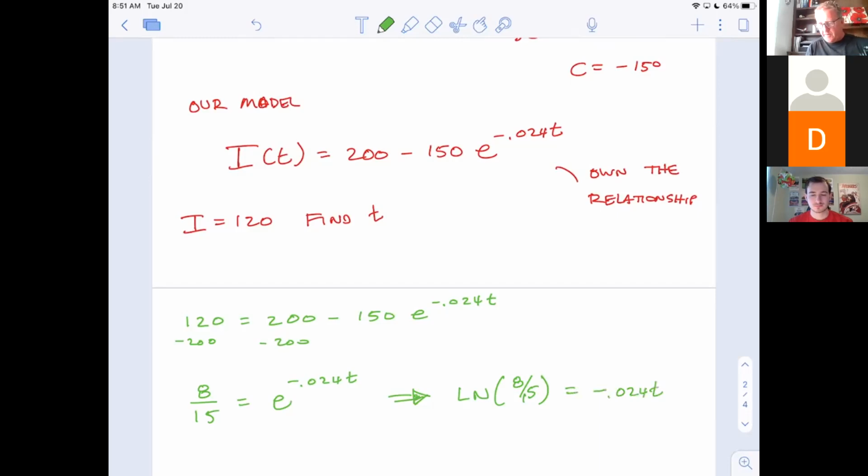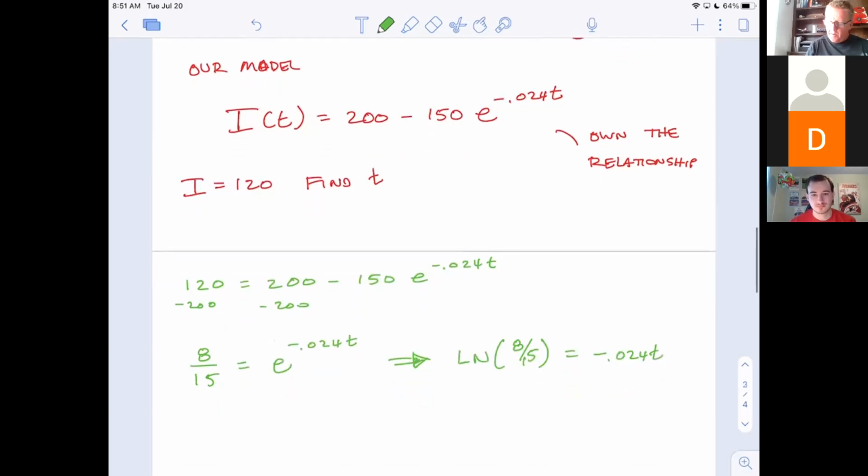Whatever the natural log of 8/15 is, if I divide by negative 0.024, I will have the time. And then we're going to go check our work and see if this all lines up. I got 26.2. T is approximately 26.2.